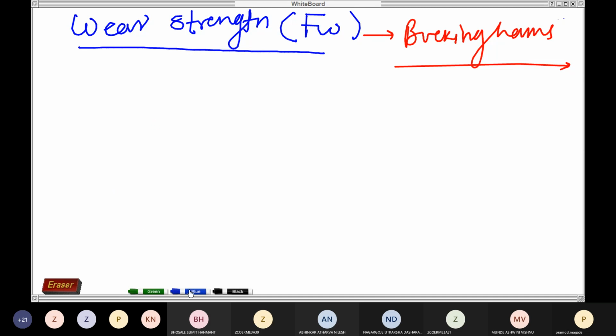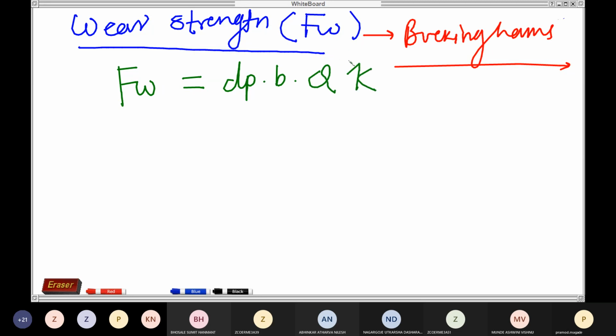Correct. Now what equation has he given? I'll write here for the wear strength, FW. He has given a direct equation, no derivation. FW is equal to DP, B, Q, K. One by one, first understand and then only write.